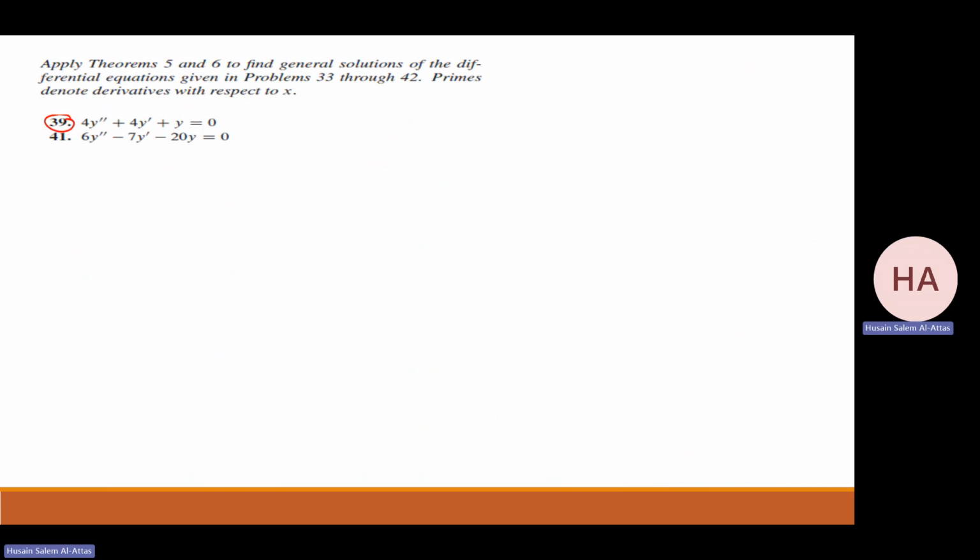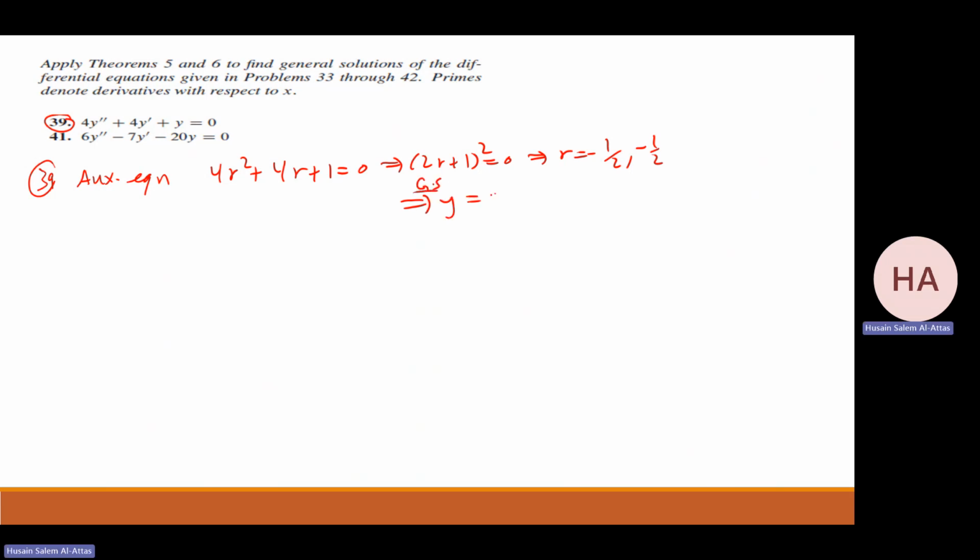Okay. Now the next group of questions, where we need to solve these differential equations. First one, 39, which is easy: find the auxiliary equation. We have 4r squared plus 4r plus 1 equals 0. So I have (2r plus 1) squared equals 0. So r equals minus half. What will be y, the general solution? C1 e to the minus half x plus C2 x e to the minus half x.